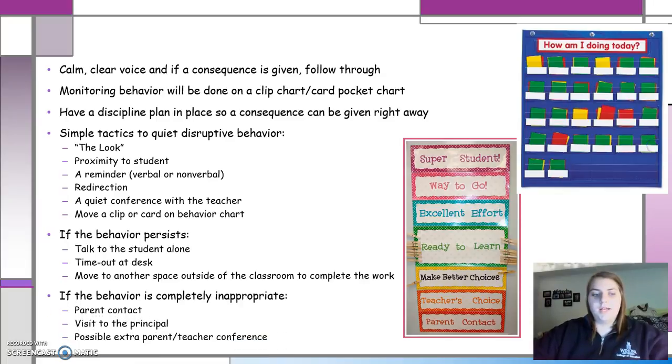And then lastly, if the behavior is completely inappropriate and consequences aren't enough to correct the behavior, I think parent contact is really important at this point, a possible visit to the principal, and then if a specific behavior plan for a child needs to be made, I think possible extra parent-teacher conferences to figure out that plan would be a possibility.